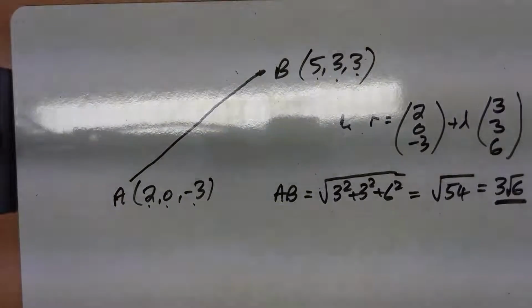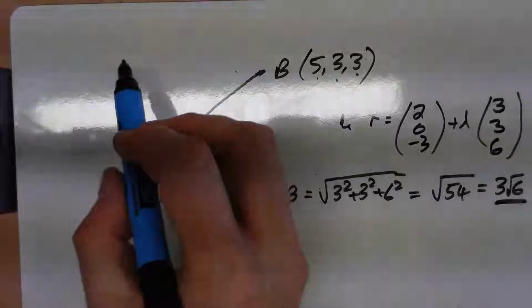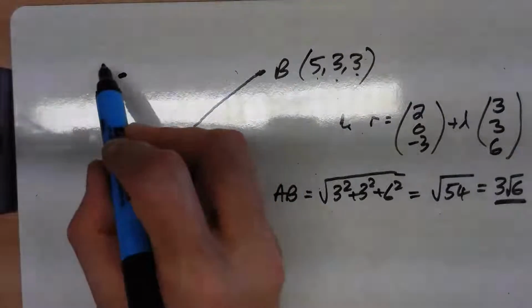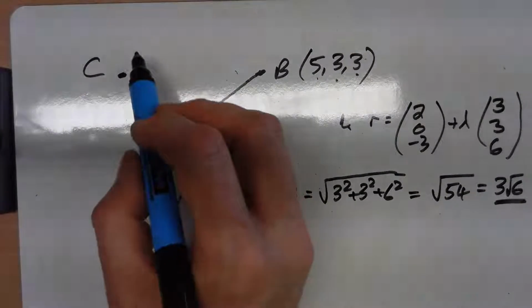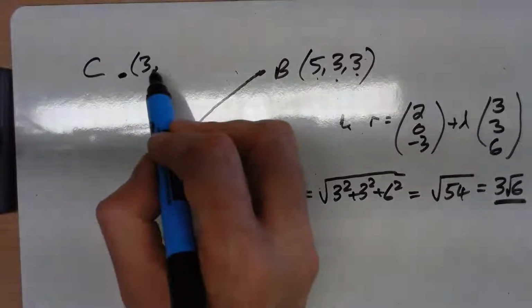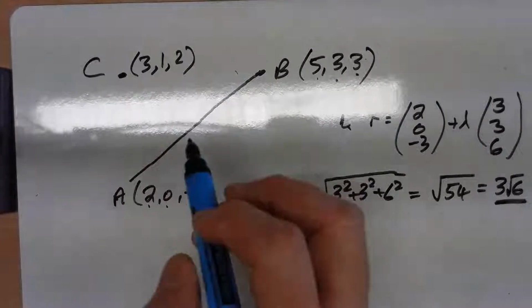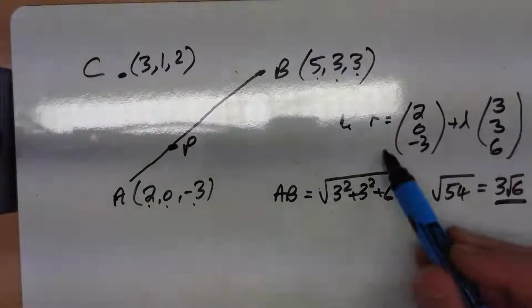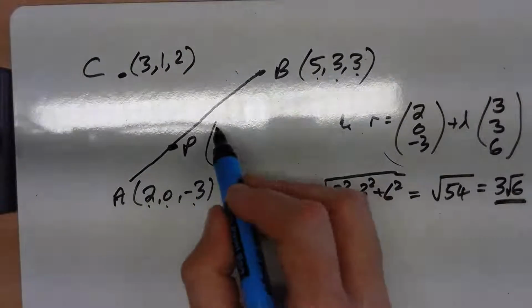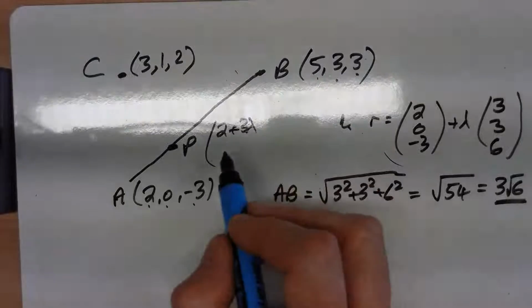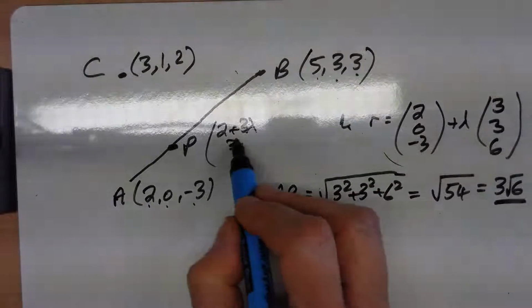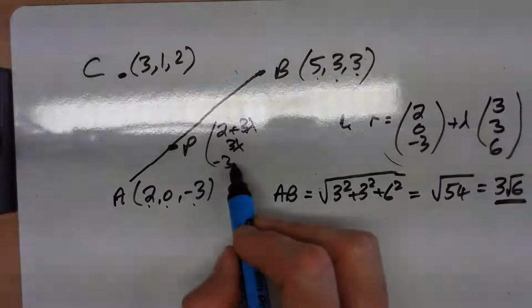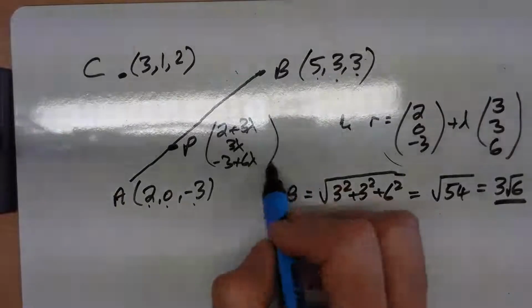And now the shortest distance from C to that line. So again, we did this in the first part here. So here's point C. Point C is (3, 1, 2). This point here, the point on the line, can be got from this equation here. It's 2 plus 3 lambda, then just 3 lambda, and then I've got minus 3 plus 6 lambda.